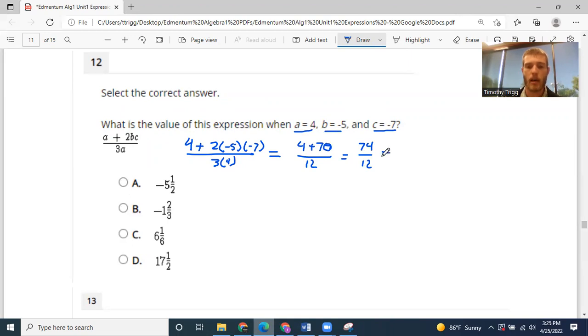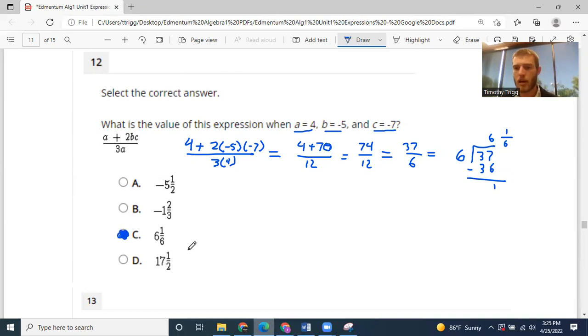Here I can reduce this by 2. So this would be 37 over 6, dividing both these by 2. So to reduce a fraction, you divide them both by the same thing. In this case, both by 2. Now we want to divide that. So 37 divided by 6. Well, 6 goes into 37 6 times. 6 times 6 is 36. Subtract, that gives us 1. With that remainder, you do 1 over this 6. So 6 and 1/6.